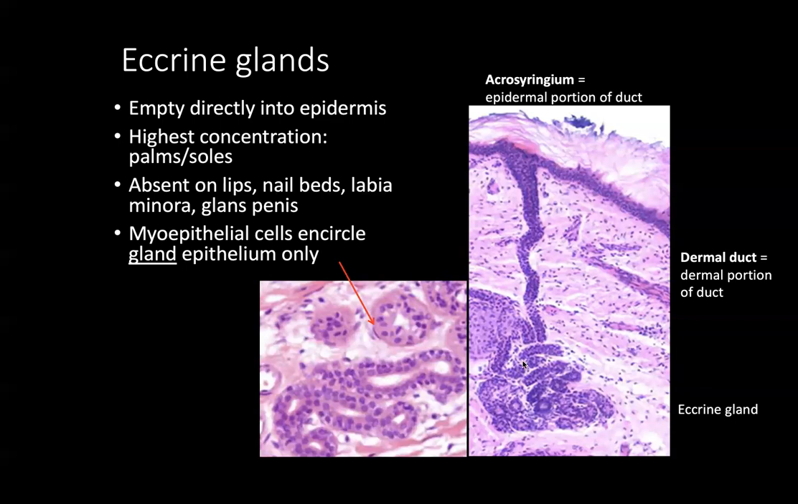So keep this in mind, that this is a very important source of neoplasms that you're going to need to know for the skin. As you would imagine, the highest concentrations are on the palms and soles. You do not have eccrine glands on the lips. You do not have eccrine glands in the nail beds, as well as the labia minora or the glans penis. And as I mentioned, the myoepithelial cells encircle the gland epithelium.